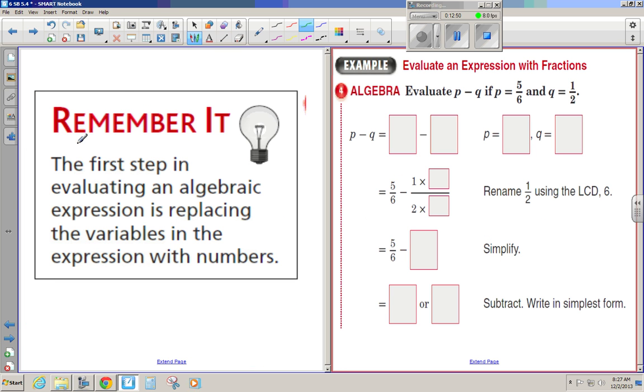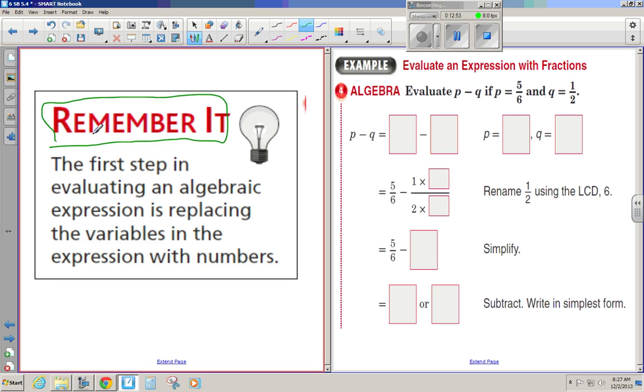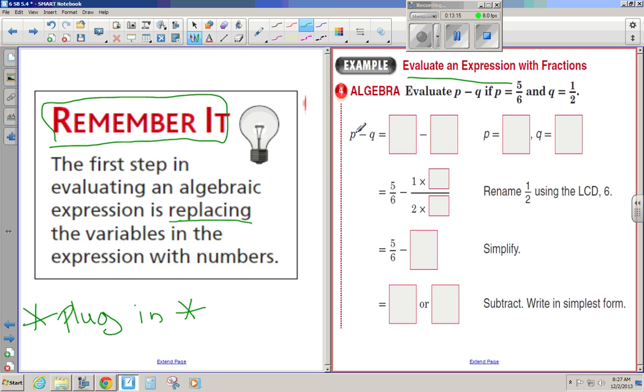All right, the first step, remember this please. Maybe circle this or underline some stuff. The first step in evaluating an algebraic expression is replacing the variables with the numbers. You can say plug in if you want. All right, so first thing you've got to do to evaluate an expression is to plug in. P is 5/6. Q is 1/2. So all we did was take what we knew and plug it into the expression.